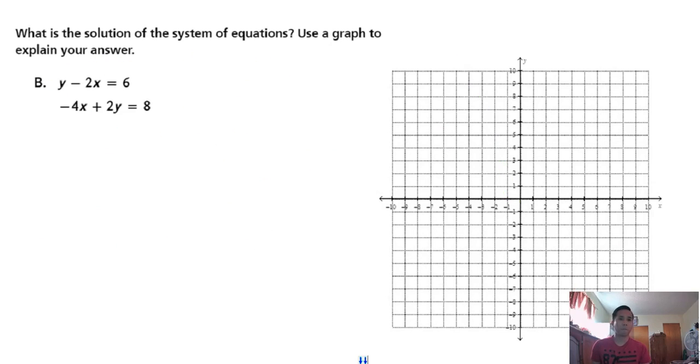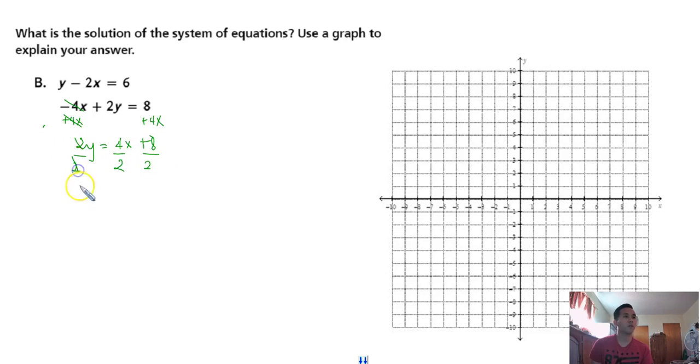Next, how about this one? What is the solution of the system of equations? We have to use the graph to explain our answer. Again, the second equation is written in standard form, so we have to write this one in slope-intercept form. I'll add 4x to both sides. Of course, this will cancel, so I have 2y is equal to 4x plus 8. Then divide everything by 2.